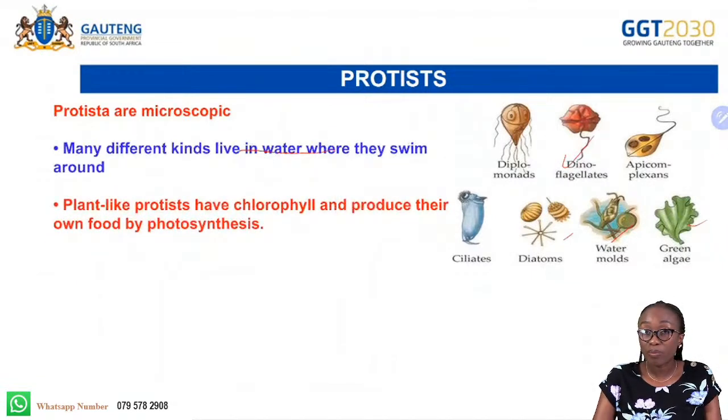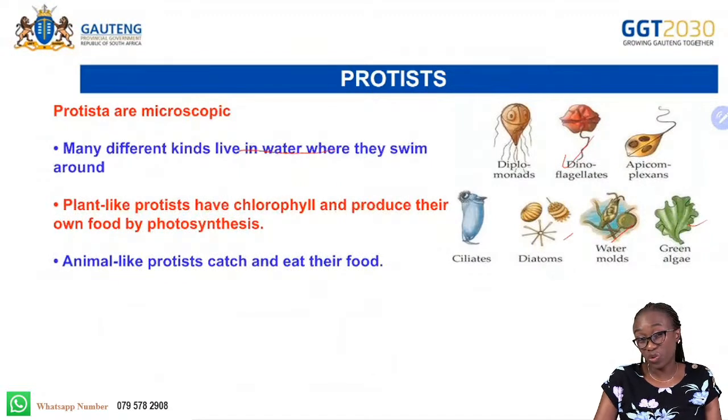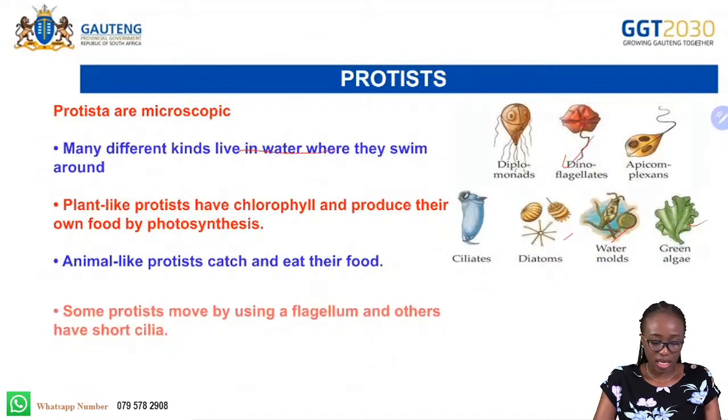So some of them are plant-like, which means they have chlorophyll. If they have chlorophyll, they can produce their own food by the process of photosynthesis. Some are animal-like, which means they don't produce their own food, so they need to catch and eat their food.